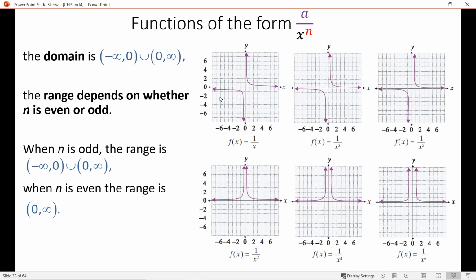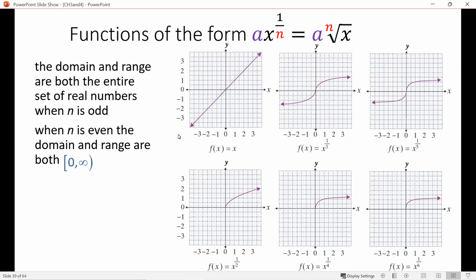Right. So again, if our exponent is odd, our domain and range is everything but 0. And if our exponent is even, our domain is everything but 0, and our range is all positives, okay? And this is for the case where we can call this a over x to the n, or you can say this is a times x to the negative n, okay?